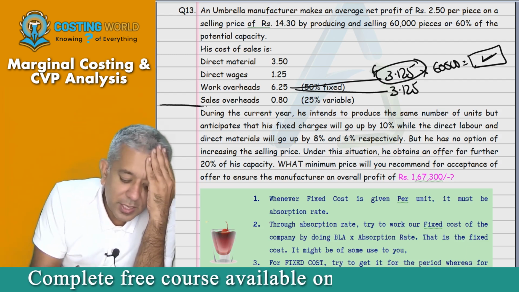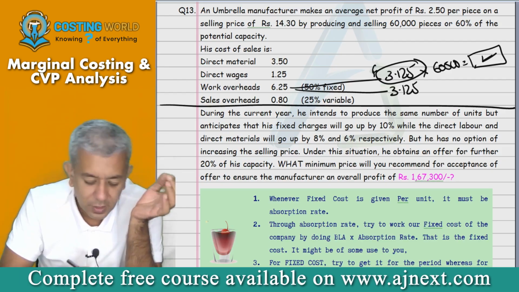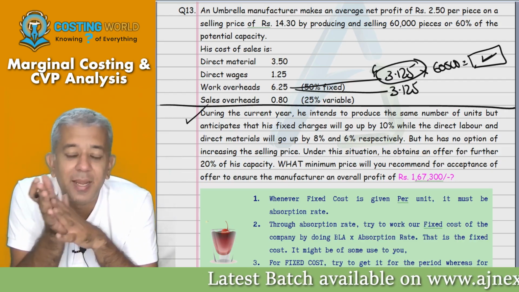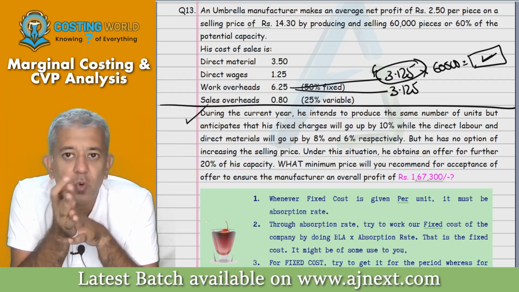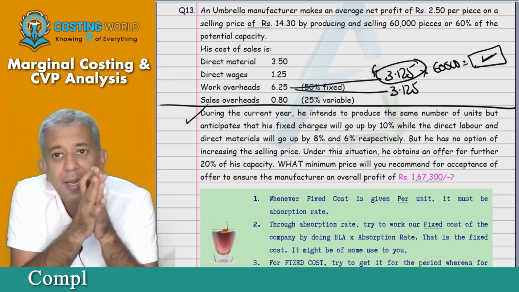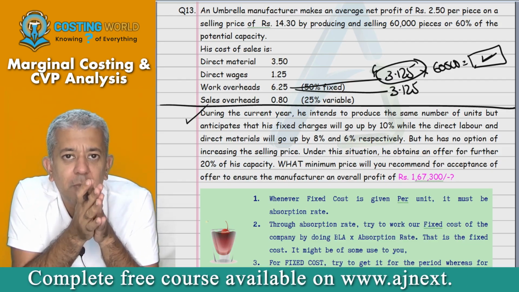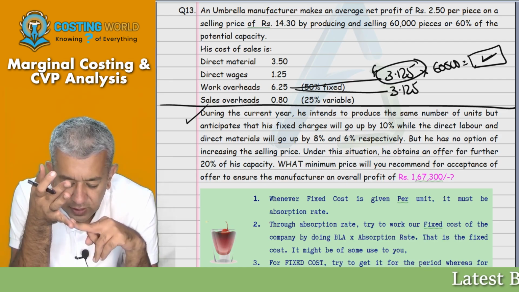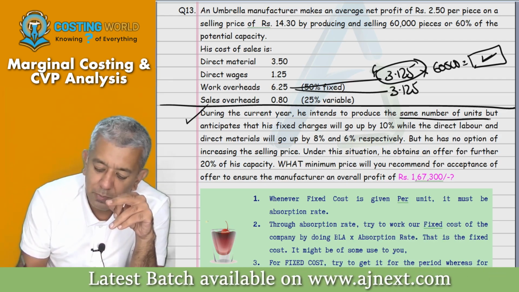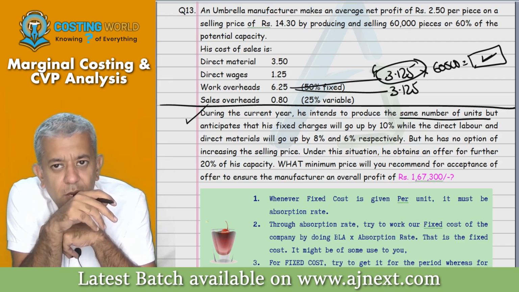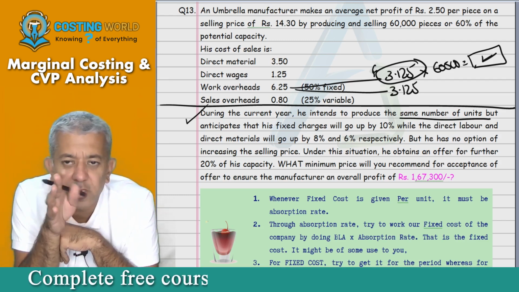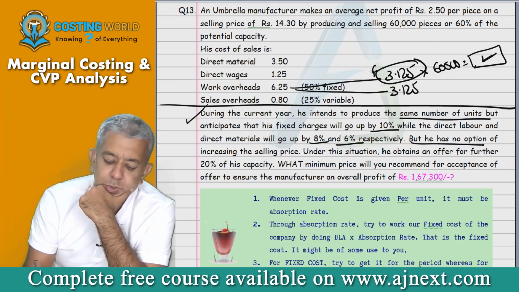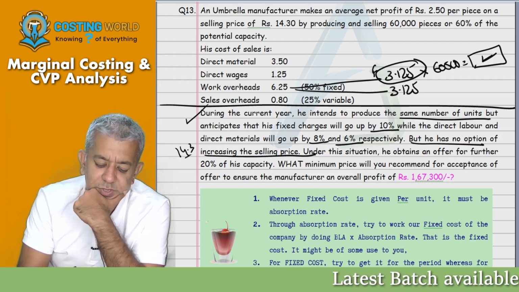Further, now this data was of last year. Last year is over. Now the current year. During the current year, he intends to produce the same number of units, but anticipates that fixed charges will go up by 10%, and direct labor and direct material will go up by 8% and 6% respectively. So this year obviously he wants to produce the same number of units. Same number of units means how much? 60,000. But his fixed cost is going up by 10%, and DL and DM will be increasing by this much. But he has no option to increase the selling price. So can we say the selling price will still remain 14.3?